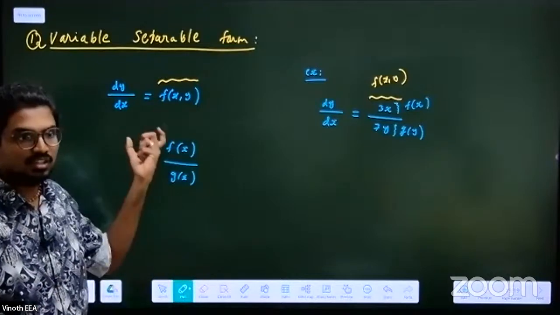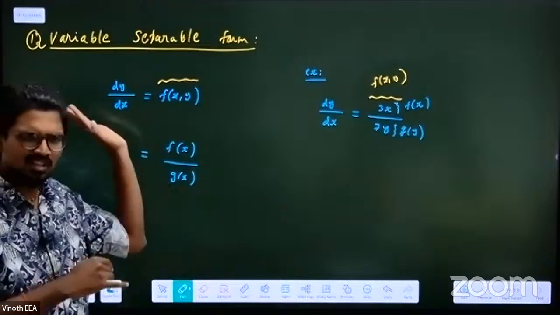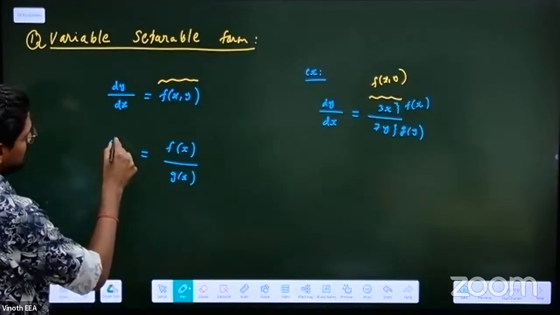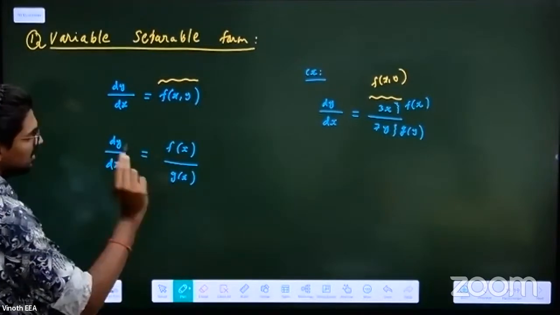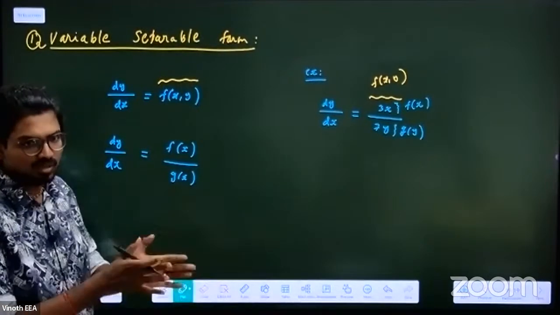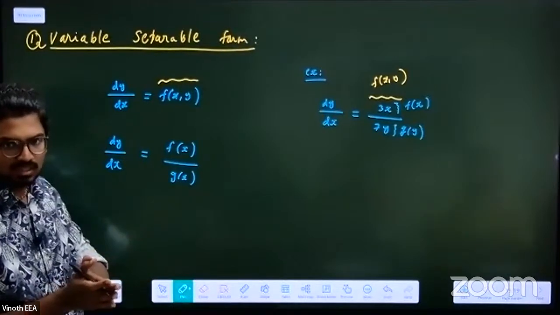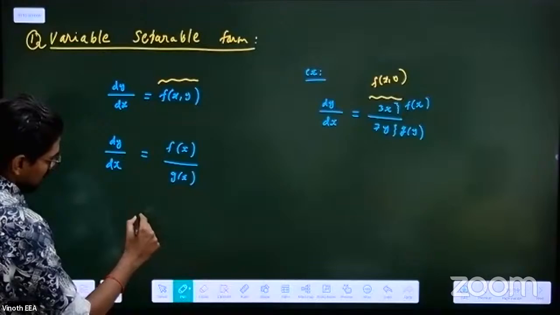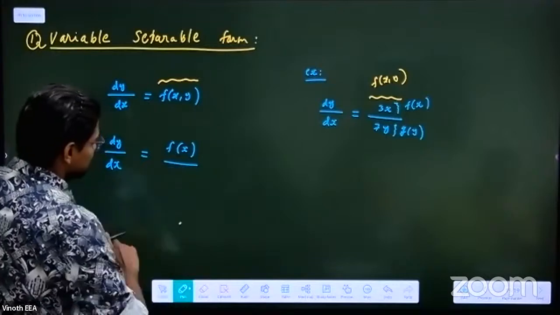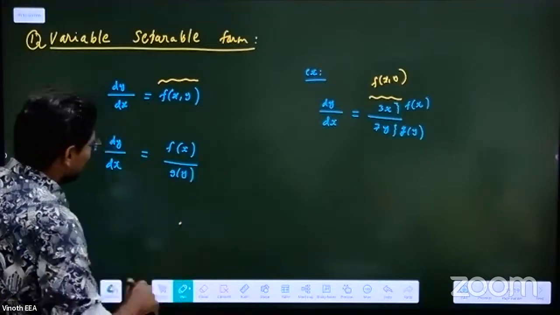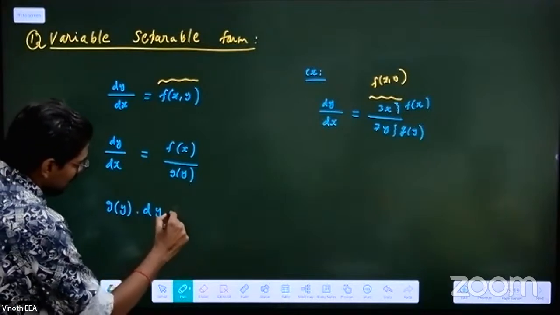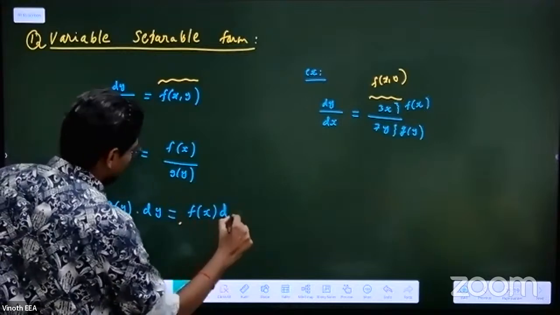If I'm able to split my function into f of x by g of x, then directly it is variable separable. Most frequently repeated method, ESE method. So dy by dx equal to some f of x by g of x. Next step is to split all the x terms to one side and all the y terms to one side. Ella x term one side, ella y term one side. Just bring, oh sorry, not g of x, g of y. Okay, so all y terms on one side. So this will become g of y into dy. This will be equal to f of x into dx.